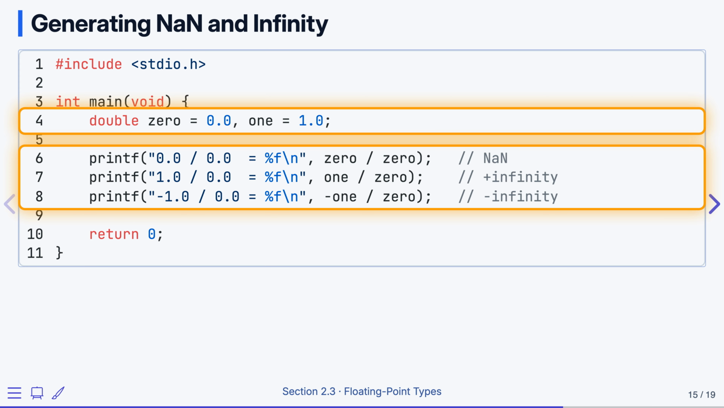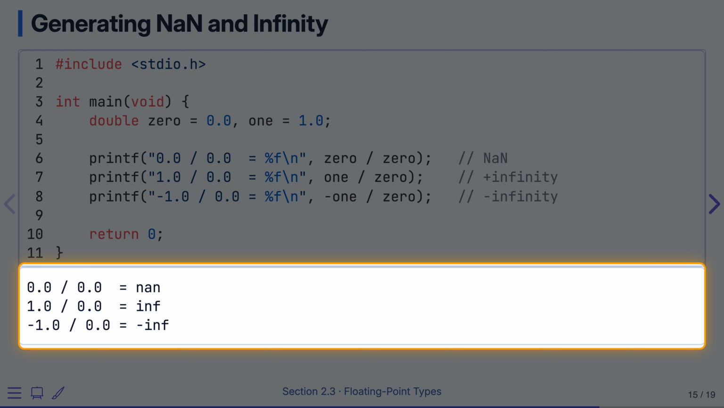Here is a program that generates both special values. We make a variable zero set to 0 and a variable one set to 1. Then we divide 0 by 0, 1 by 0, and -1 by 0. The output prints nan, inf, and -inf. Dividing a floating point number by 0 does not crash. On modern hardware, it produces infinity or NaN instead. And remember, NaN spreads. Any arithmetic with NaN produces NaN, so one NaN can poison every result after it.